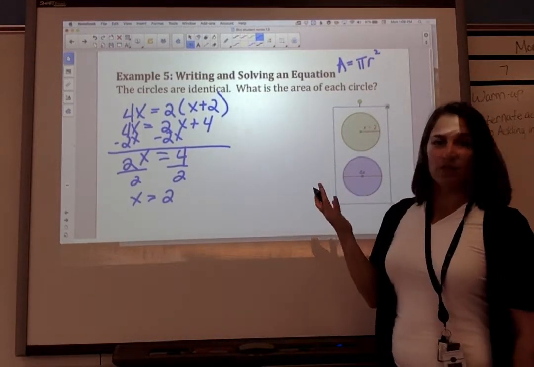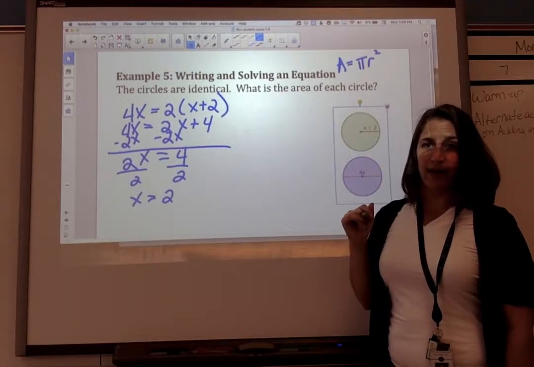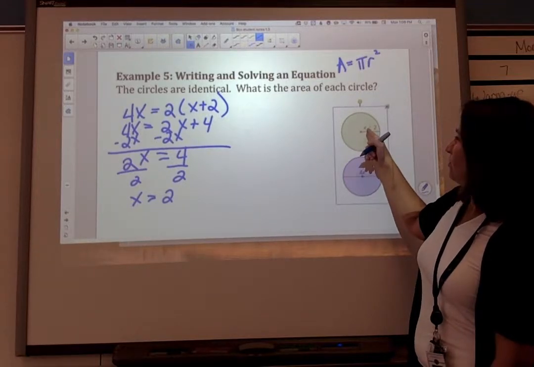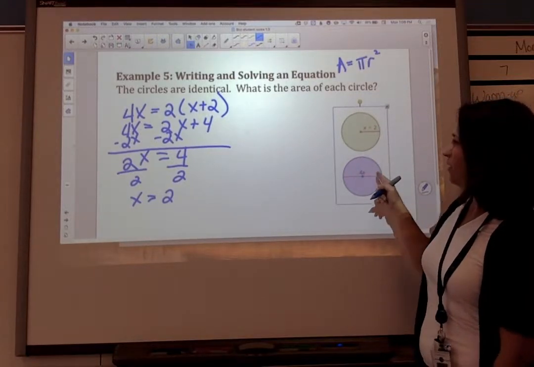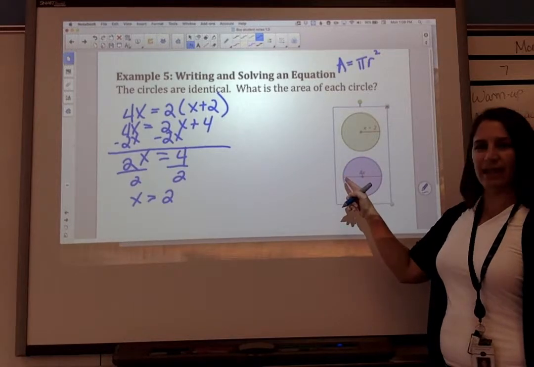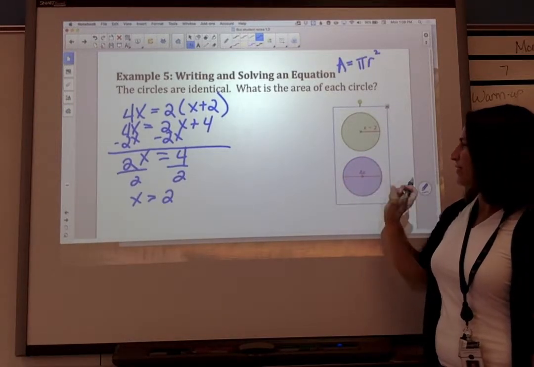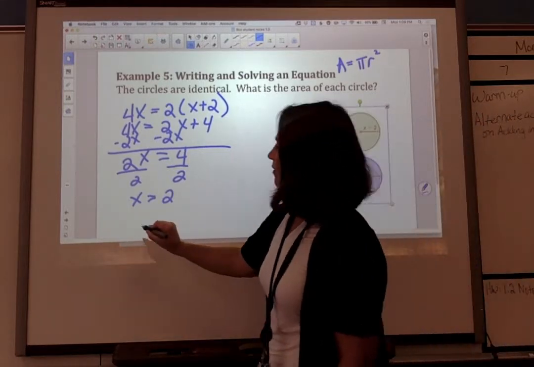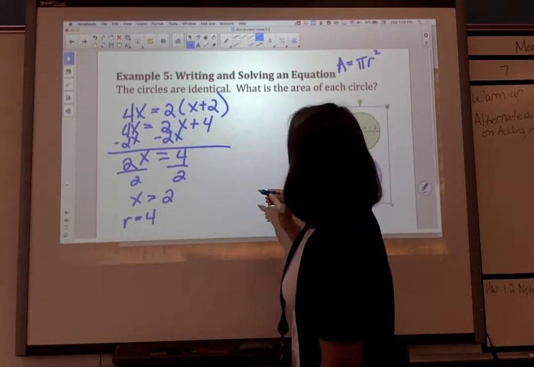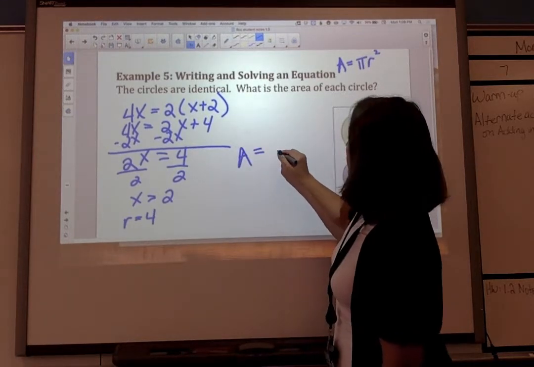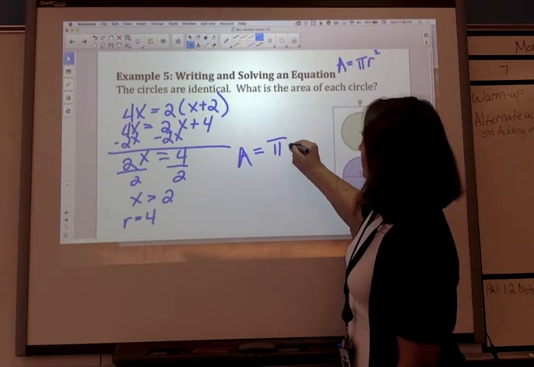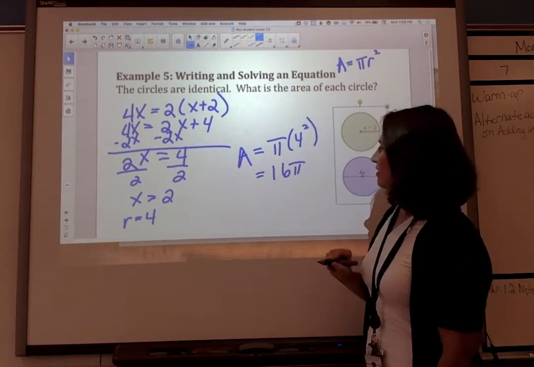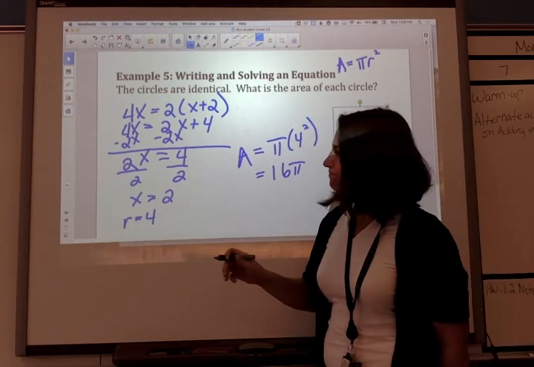All right, so that tells me something. I don't quite have my area yet. I need to find the radius. So I can find it by saying 2 plus 2 is 4 on this one. Or if the diameter is 8, 4 times 2, then the radius must be 4. So either way, the radius is 4. So the area equals pi times 4 squared. And we can just say 16 pi. That's good enough. We can leave it in terms of pi.